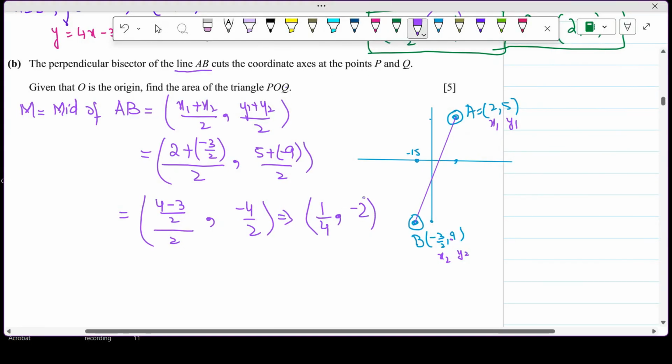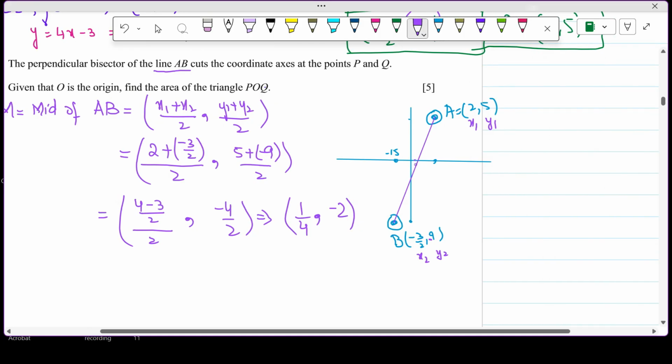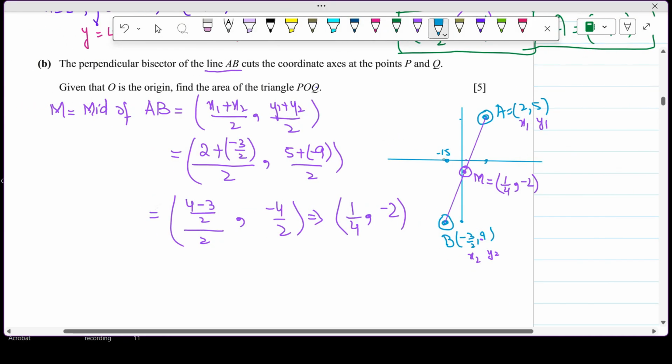So this one is the point which is the midpoint. This point is M, which is 1 over 4 comma -2. And we need to find the bisector.